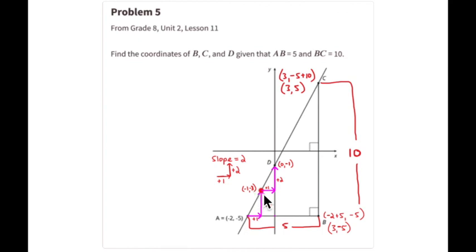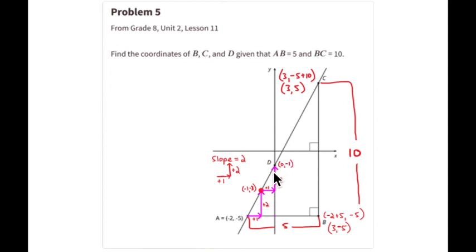And so now we're going to move over 1 more unit. So -1 plus a +1 is 0. So now we're going to be at the y-intercept. We're going to move up 2 units. So -3 plus 2 is -1. So this point D right here now is at point 0, -1.